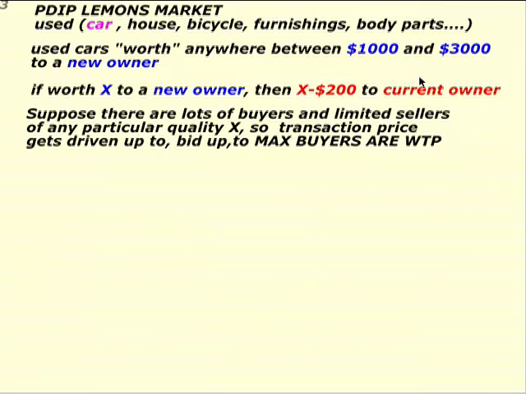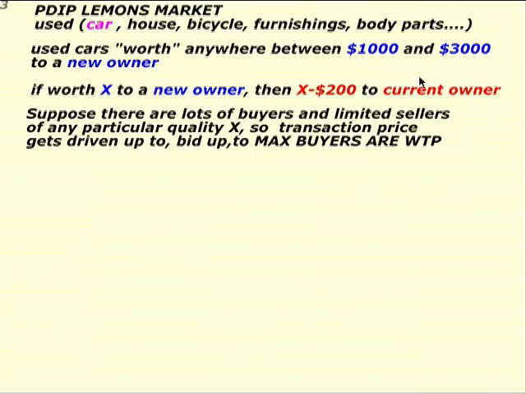Okay, and that's because there's a range of qualities out there in the market. Okay, and the buyers are willing to pay for quality if they knew it, but they don't necessarily know it. But supposing that we let X be the worth of an item to a new owner, and in that case, let's suppose that that particular item is worth $200 less to the current owner.